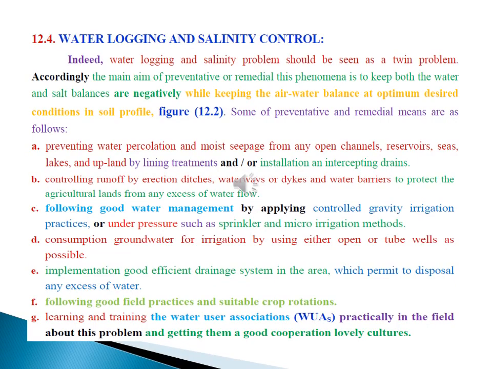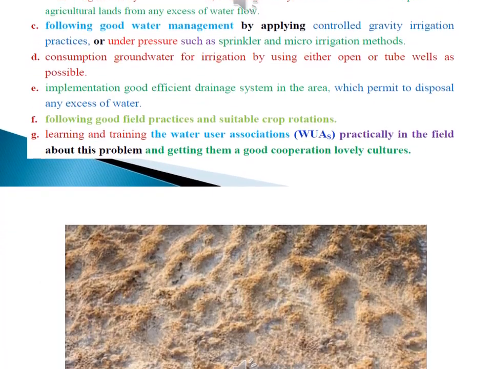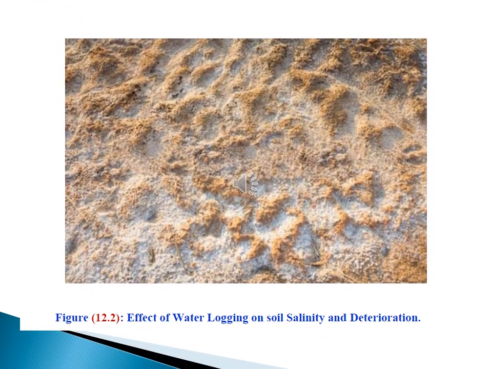Waterlogging and salinity control. Really, waterlogging and salinity problems should be seen as twin problems. Accordingly, the main aim of preventing or measuring this phenomenon is to keep both the water and salt balances negative while keeping the air-water balance at an optimum desired condition, as shown in the enclosed figure. Figure showing the effect of waterlogging on soil salinity and deterioration.